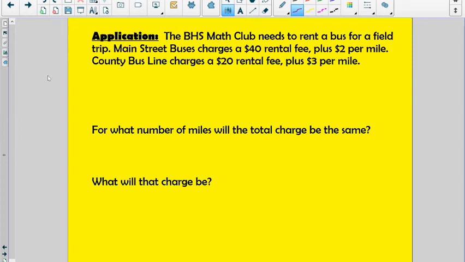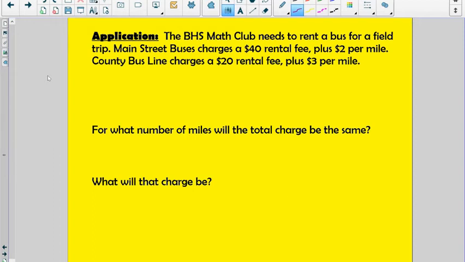Last week, you should have taken the ACT Aspire math test on Friday during your advisory time. This is a great example of a question you might have seen on the Aspire test. It's a real life application. The BHS Math Club needs to rent a bus for a field trip. There are two different bus companies. Main Street Buses charges a $40 rental fee plus $2 for each mile. County Bus Line charges a $20 rental fee plus $3 per mile.